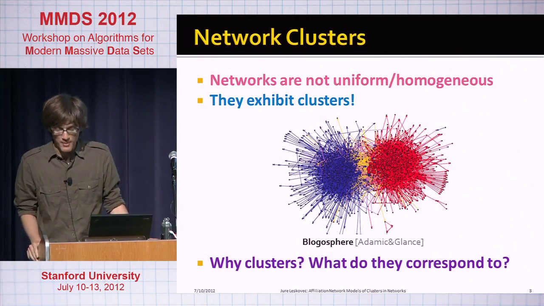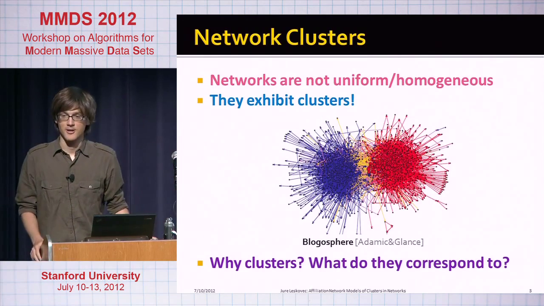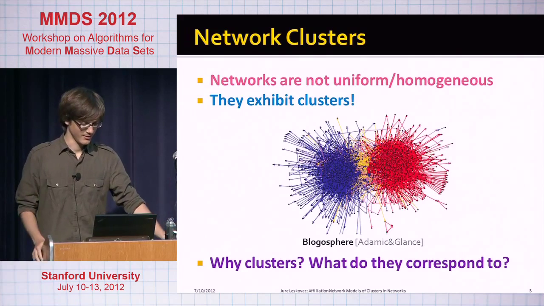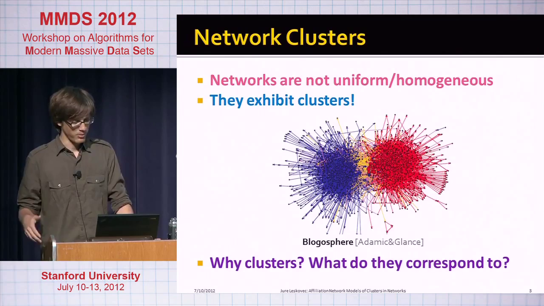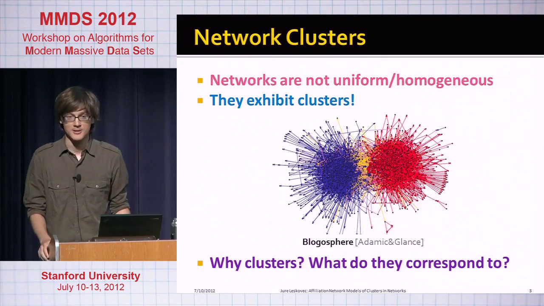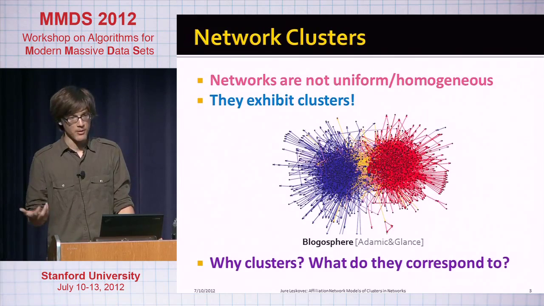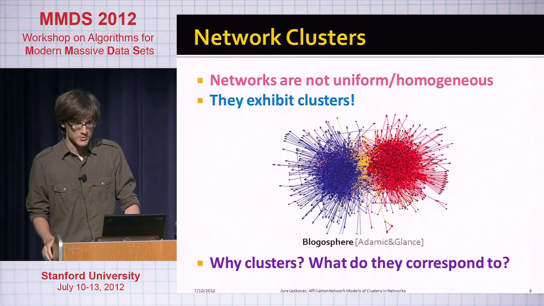Here I'm just giving you one picture. This is from the blogosphere. Adamic and Glance, in their paper, were analyzing Republican versus liberal blogs, and they found this separation and formation of two clusters. And the question is, for example, why do these clusters form in these networks, and what do they correspond to?